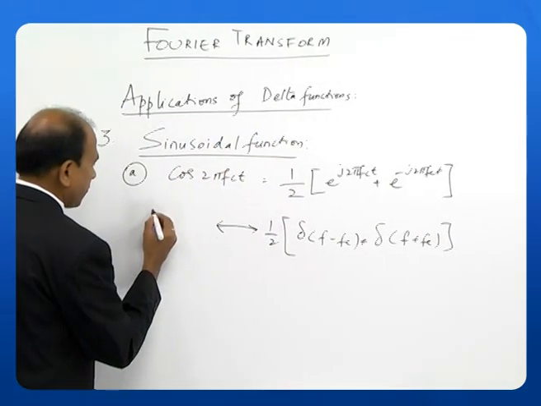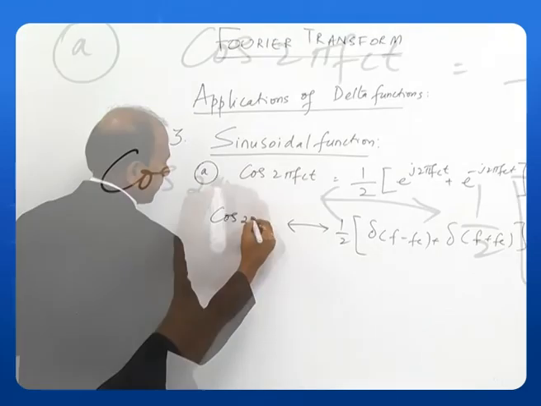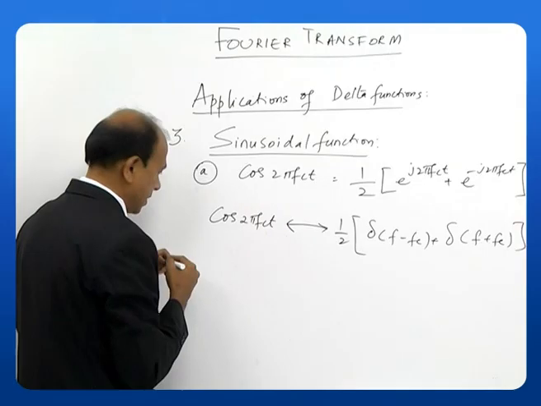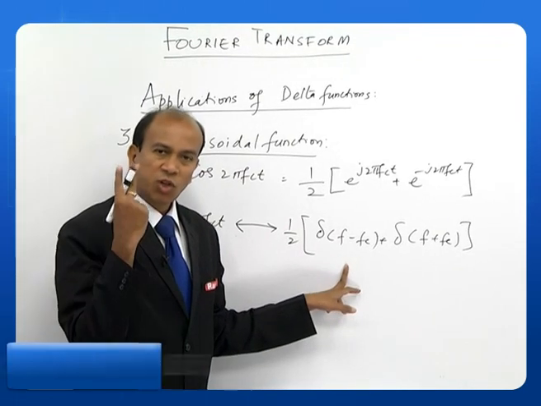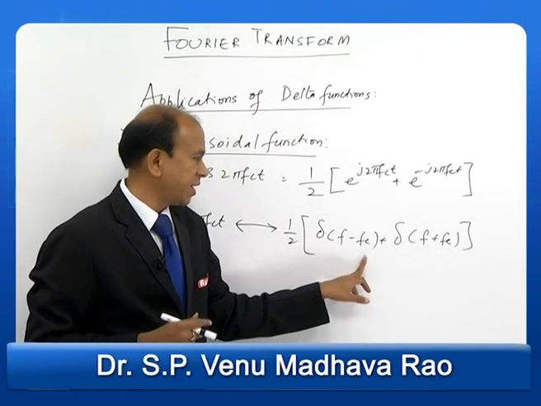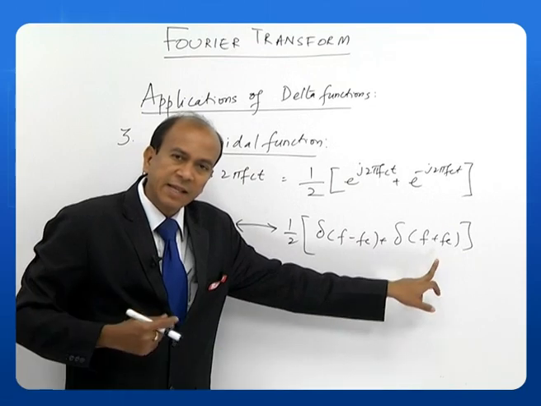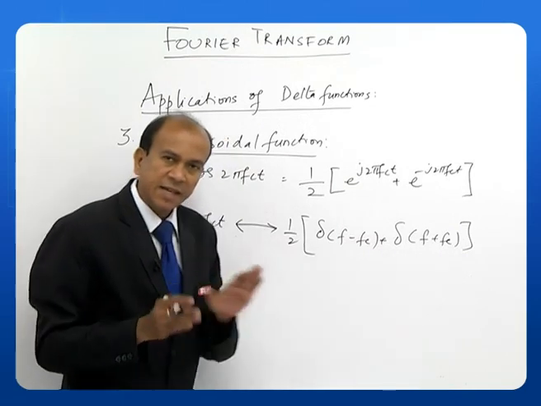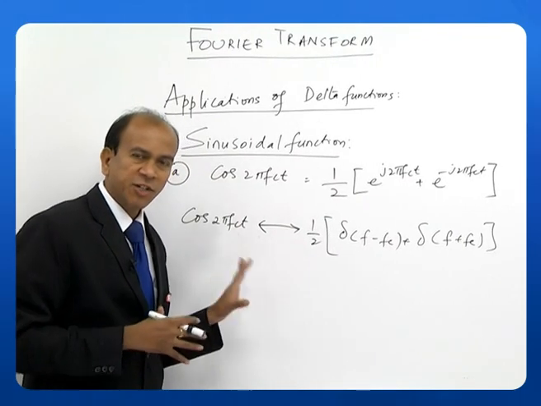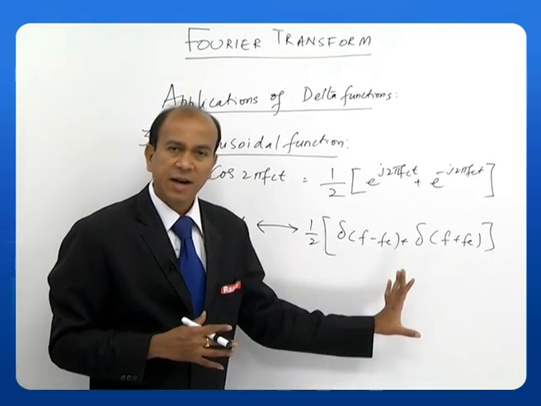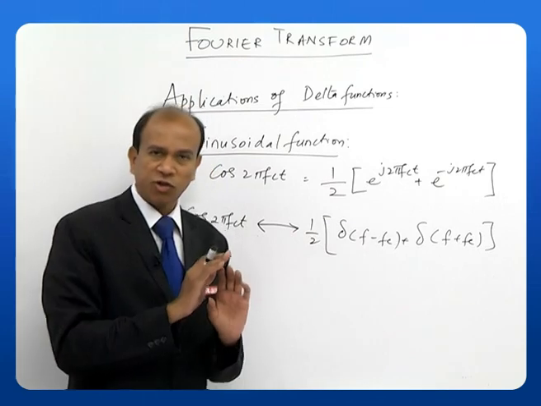That means a cosine function in frequency domain will consist of two delta functions, one existing at f is equal to fc, the other existing at f is equal to minus fc, scaled by a factor 1 by 2. So, a cosine function is represented in terms of delta functions in frequency domain. Let us draw this now.